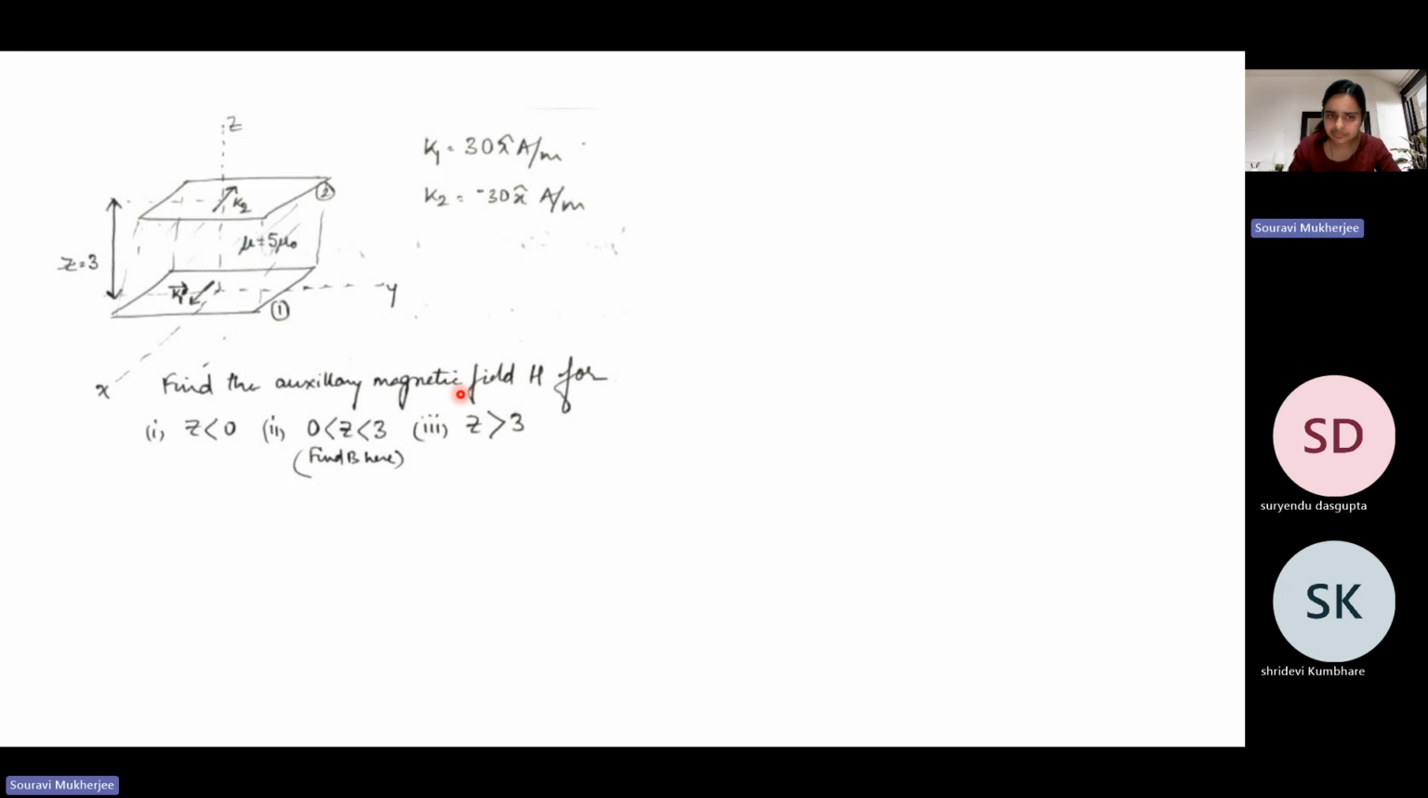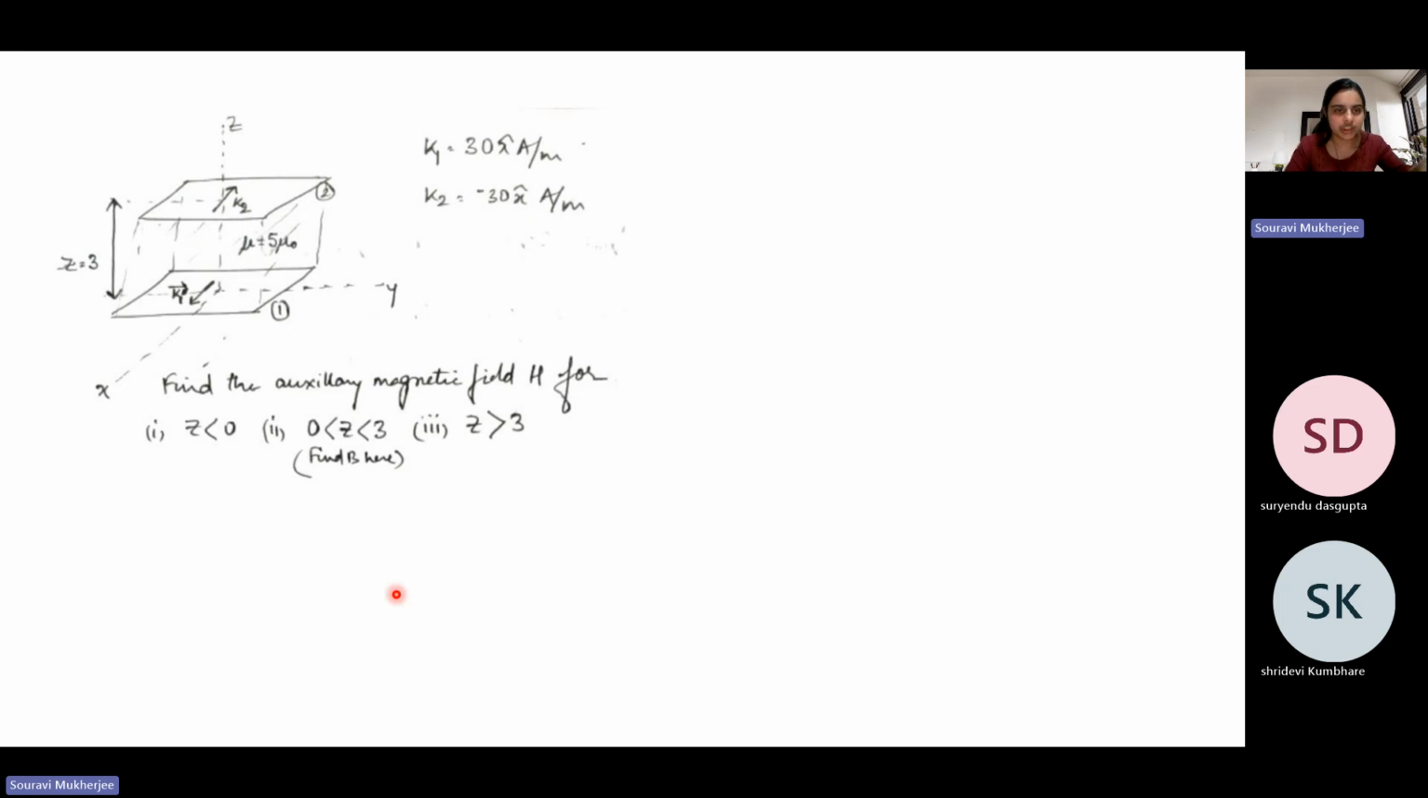When you have some medium, depending on the medium property, if you put it in a magnetic field, it can get magnetized. The auxiliary field is not taking that magnetic property of the medium into account. It's just looking at what free current the system has. That's the field that we want to find, for three different regions: below the two planes, in the middle, and above. So how will we do that?